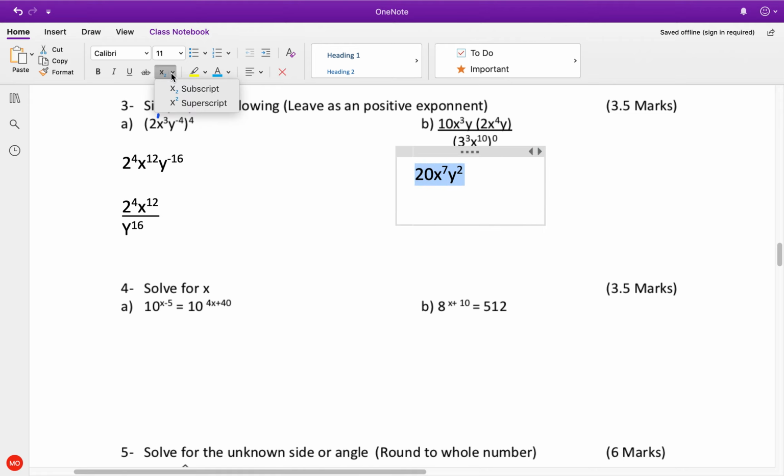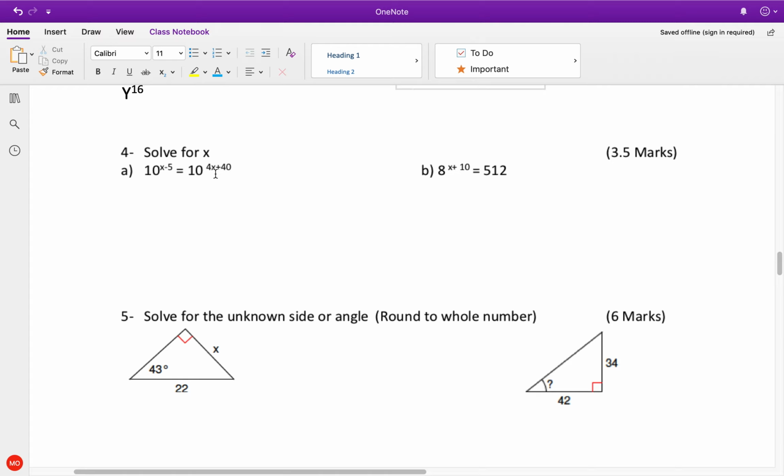Now here, we're trying to solve the equation up here, but if we look here, we have the same base. So once we have the same base, we can just drop the bases since they're equal. And we're going to be left with x minus 5 equals 4x plus 40.